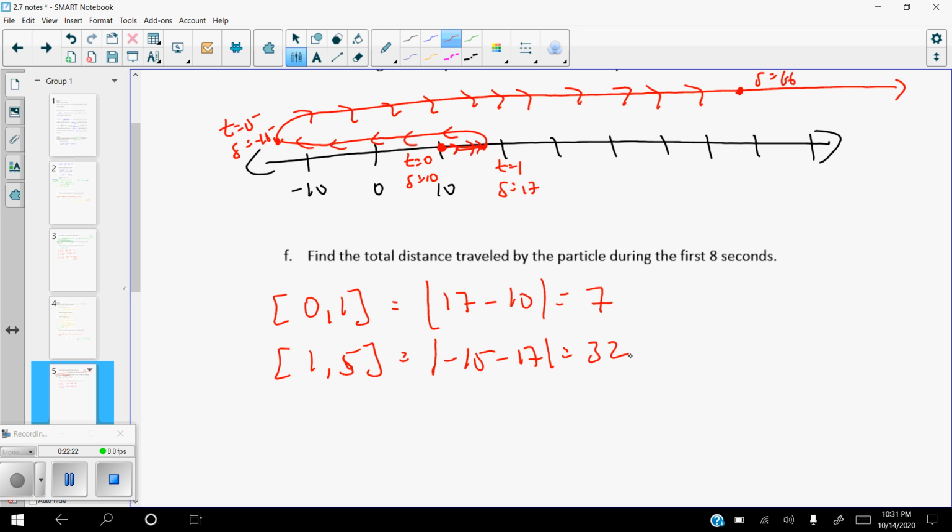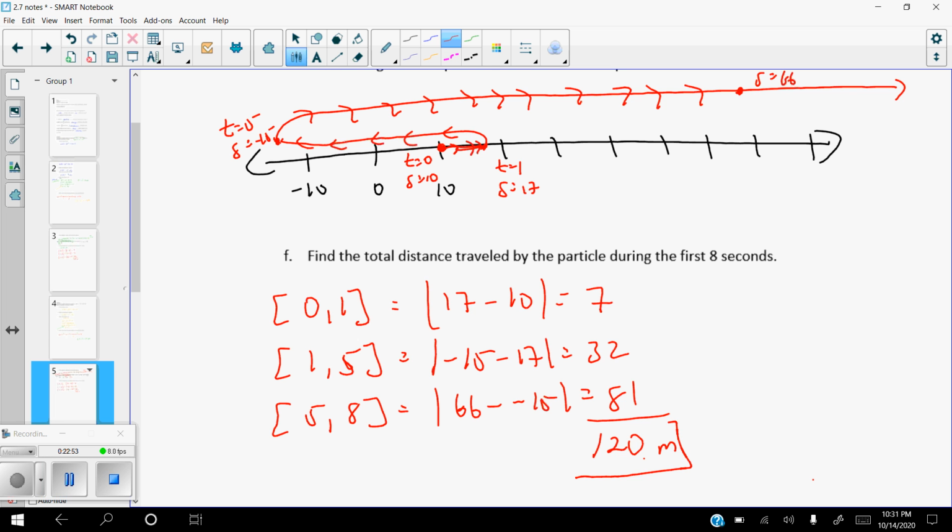And then the last one's going to go from 5 to 8. The position of the particle at time 8 was 66, minus the position of the particle at time 5, which was negative 15. 66 minus negative 15 is positive 81. Absolute value of that is positive 81. So then we just add all the distances together, and we are going to get 120 meters total distance traveled.